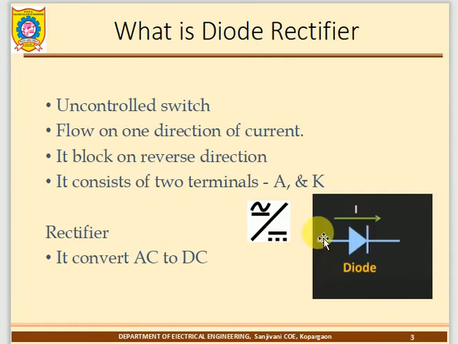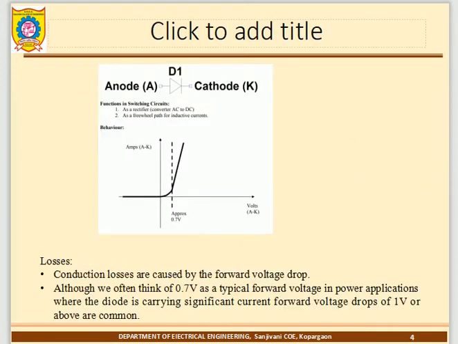Whenever you give the power supply here, the circuit flows, the current flows. So you should know that when the current flows, the circuit should be closed. I am going to show you how the circuit is closing. Okay, the next one, see that once.